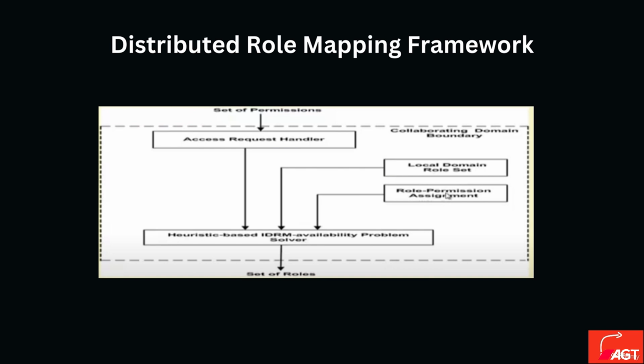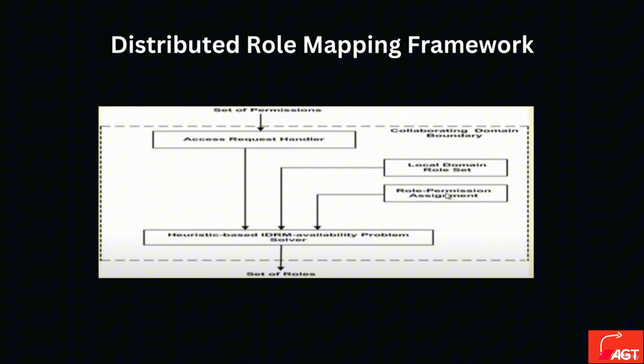The IDRM availability variation, on the other hand, aims to increase data availability while lowering the danger of illegal access. This variation guarantees that users have access to the information they need to complete their duties and takes into account the operational requirements of the businesses involved in the cooperation. The role mapping produced by the IDRM availability algorithm maximizes information exchange while lowering the danger of data breaches.